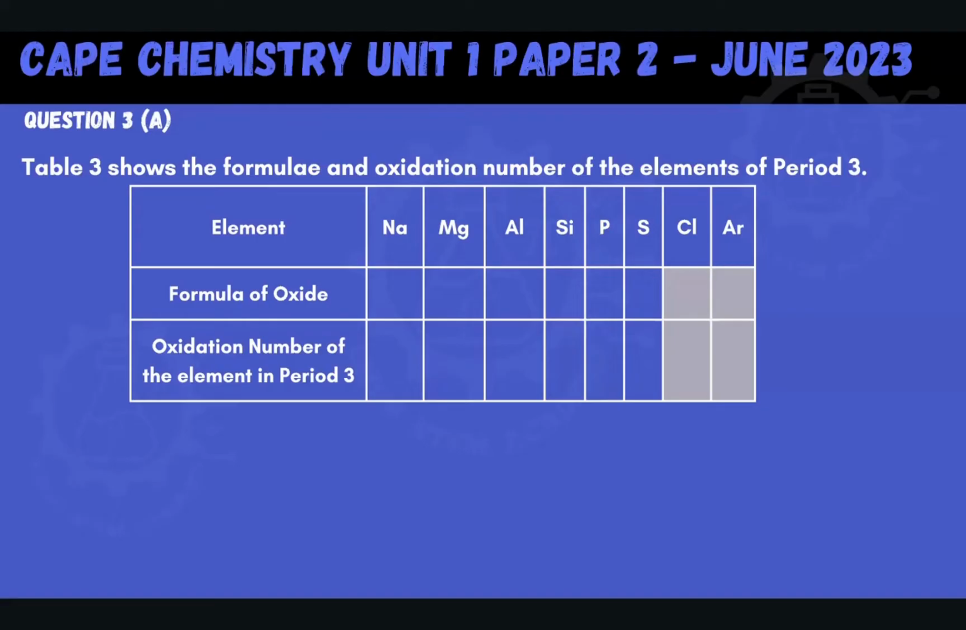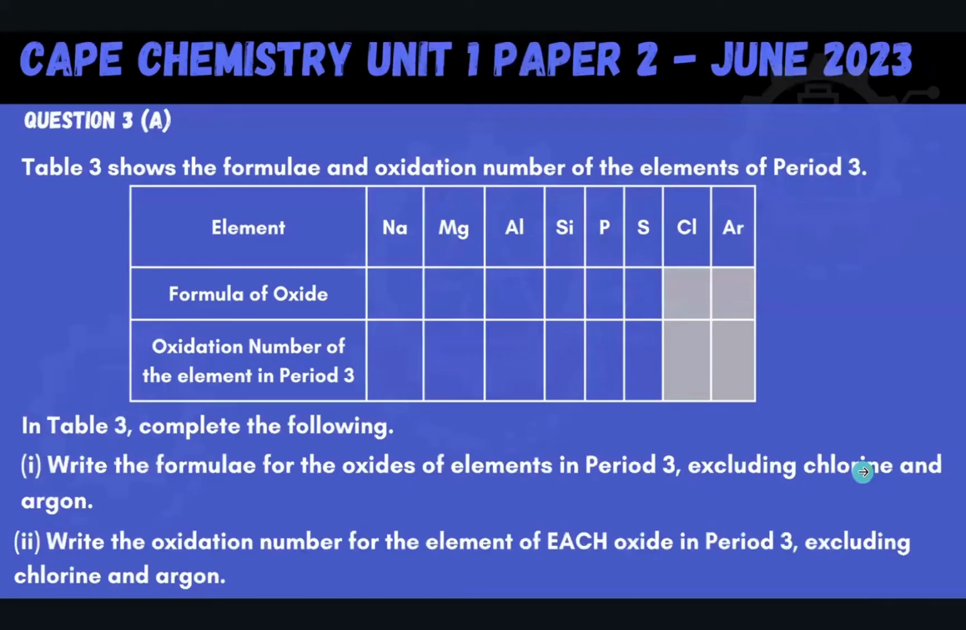In this video, we will be working through the June 2023 Unit 1, Paper 2, question 3. Now, the first part says Table 3 shows the formulae and oxidation number of the elements of period 3. So here we have our elements, so we're just running across period 3. We have the formula of the oxides that we're going to have to fill in, and we have the oxidation number of the element in period 3 that we're going to have to fill in.